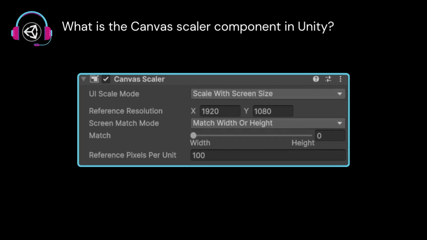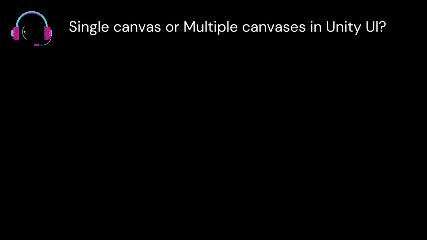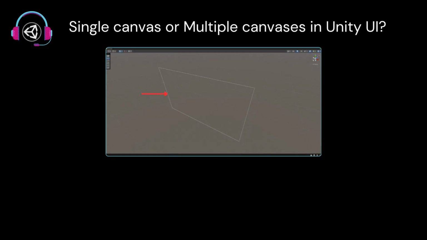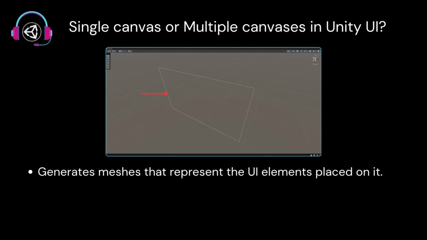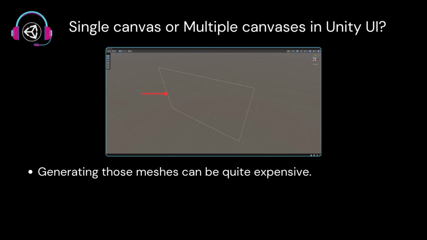Let's move to the next question. Which is better to use, a single canvas or multiple canvases in Unity UI? The basic component of Unity UI is the canvas. It generates meshes that represent UI elements placed on it. It regenerates the meshes when UI elements change and issues a draw call to the GPU so that the UI is actually displayed. Generating those meshes can be quite expensive, so do this as few times as possible. We only want to do it when something changes.